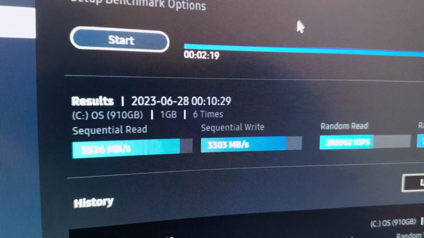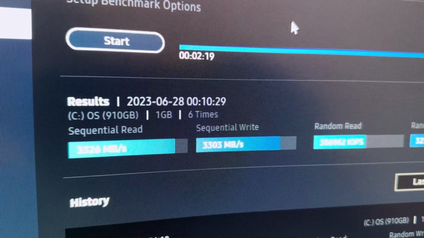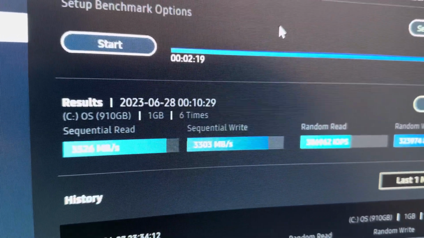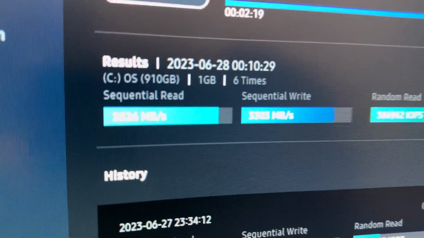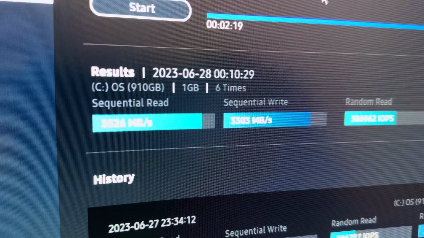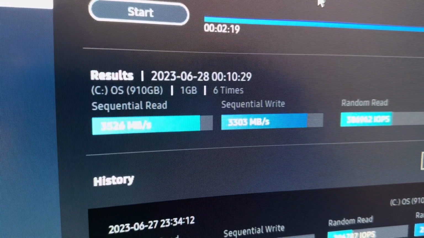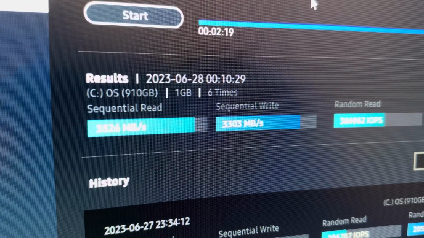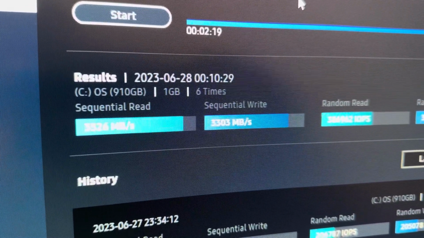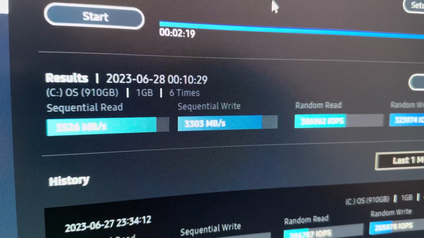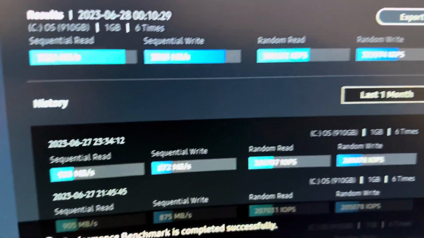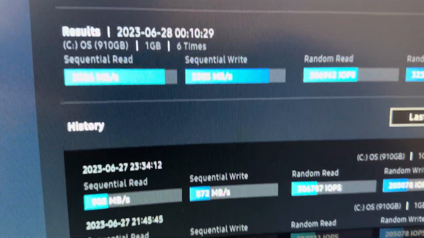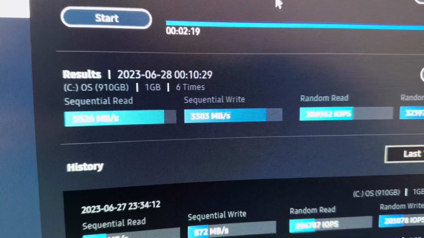I chose the first option, which is just a regular BIOS reset to default. Restarted the computer, and as you can see, the drive is reading 3500 megabytes per second, and the write has gone up as well. So it went up from 905 to 3500.